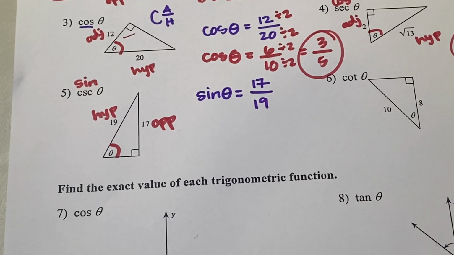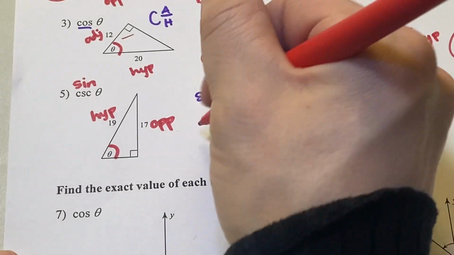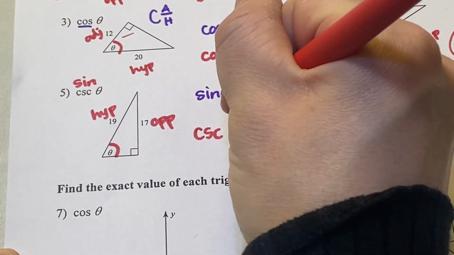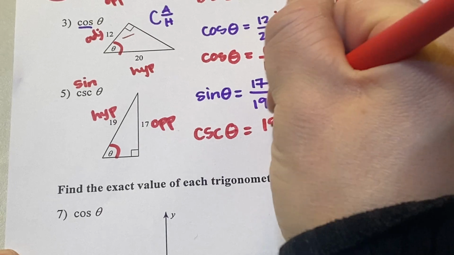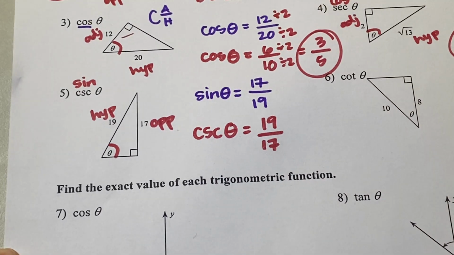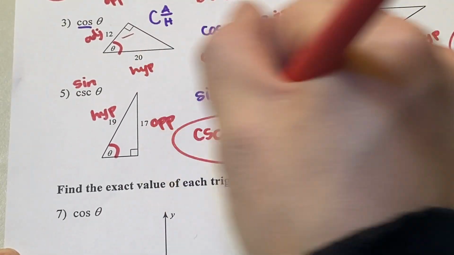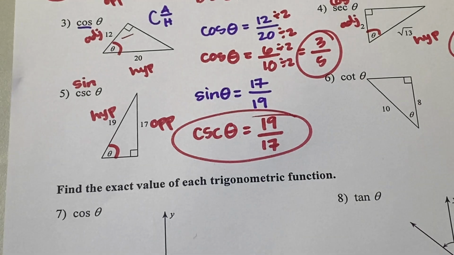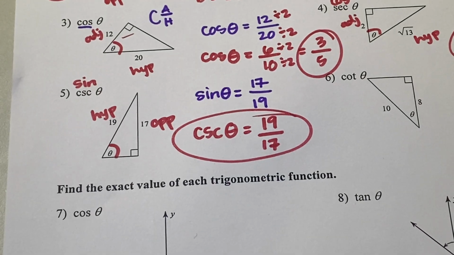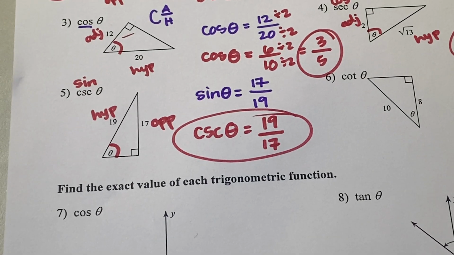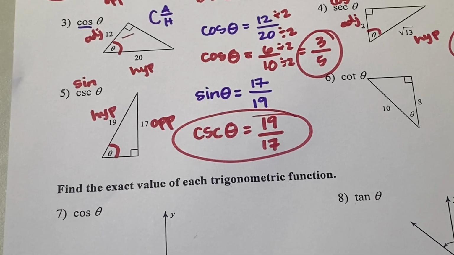So somebody tell me, what is the cosecant? 19 over 17. Boom. Flip it over. And then that's the answer. I flipped prematurely. I was looking at 2 different things. One moment, please. Beautiful.